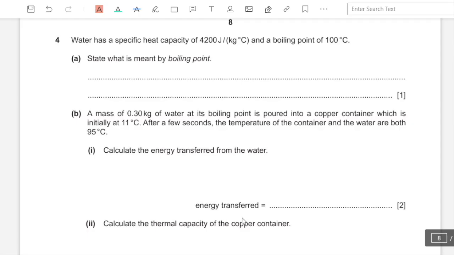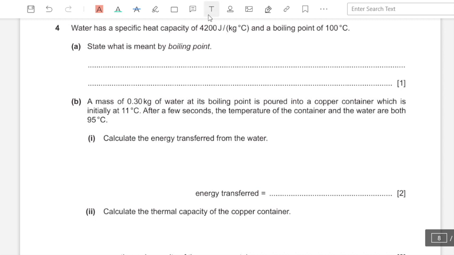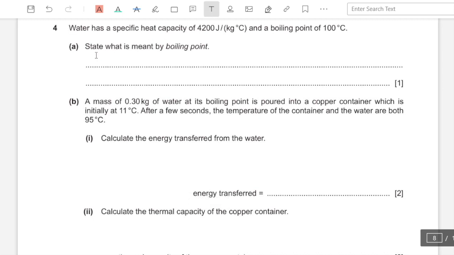Question number 4. Water has a specific heat capacity of 4200 joules per kg degree Celsius and a boiling point of 100 degrees Celsius. A. State what is meant by boiling point.